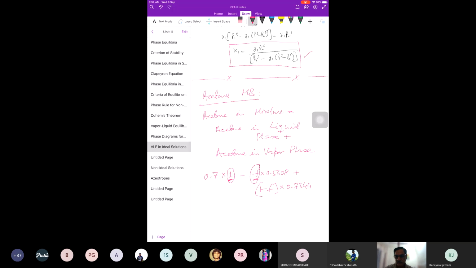ठीक है, समझ में आ रहा है? Yes, sir. Okay. ठीक है, so material balance is never going to leave you as long as you practice chemical engineering. थर्मो में भी material balance आ रहा है, कहीं भी आएगा, so don't forget material balance ever. ठीक है, so let's move on to the next problem now.